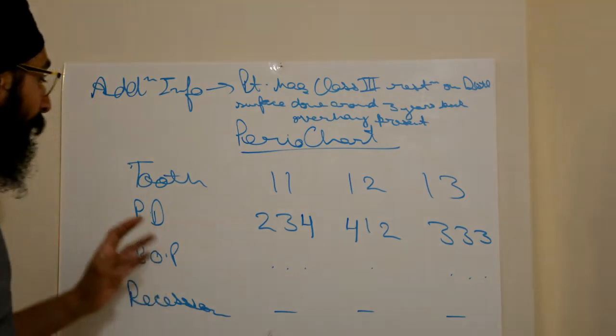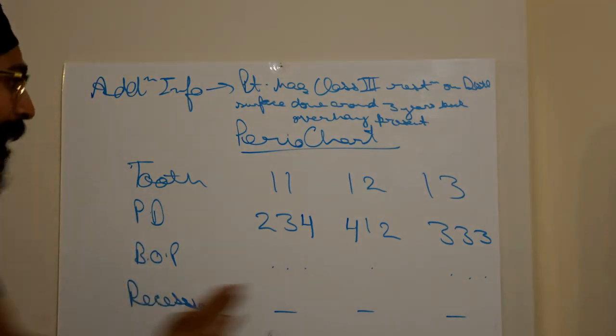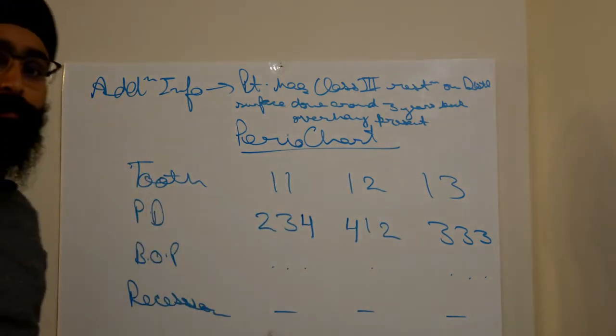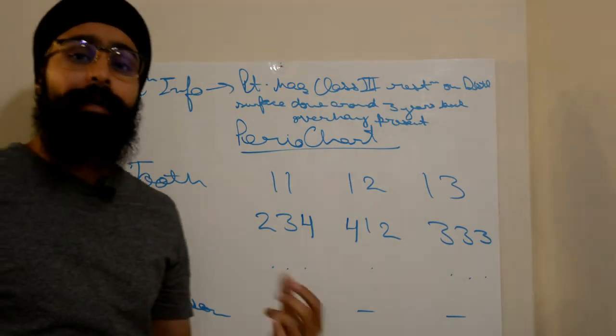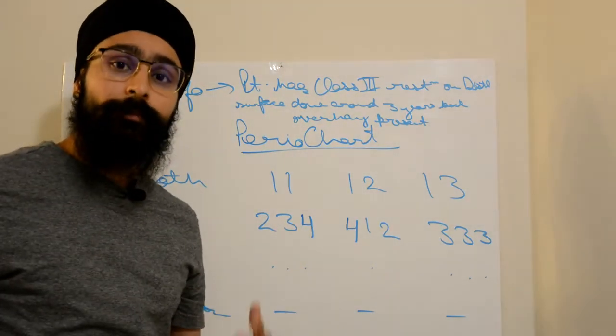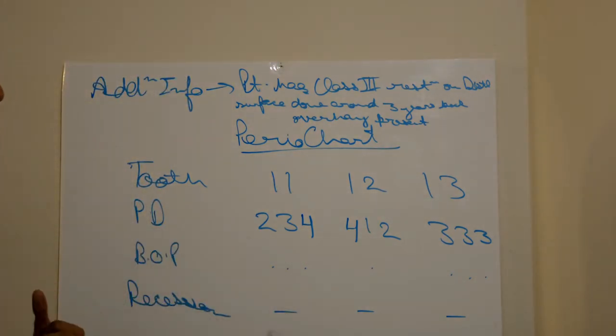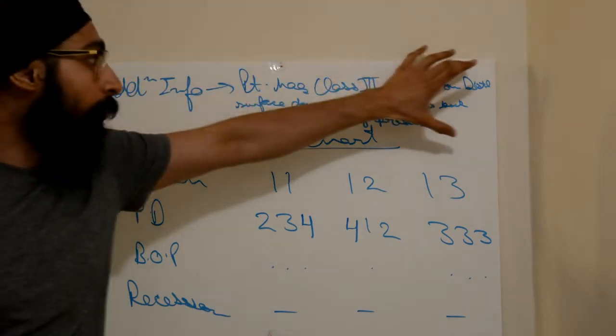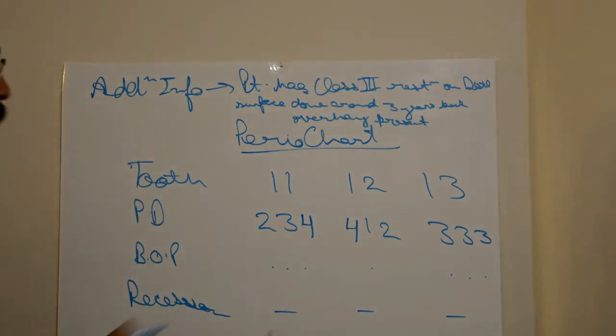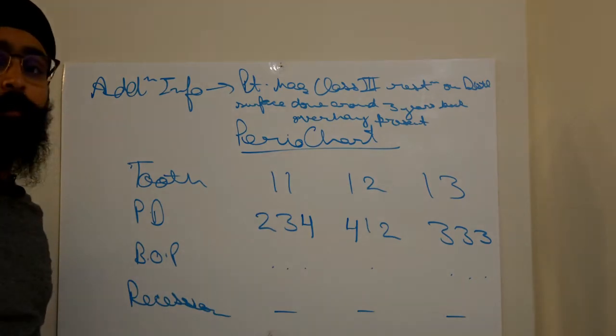Now friends, the same chart, same history, the patient says my gum bleeds, my gum feels swollen. Now we have to come to the diagnosis. Let's say this additional information was not given and only this perio chart was presented to you.